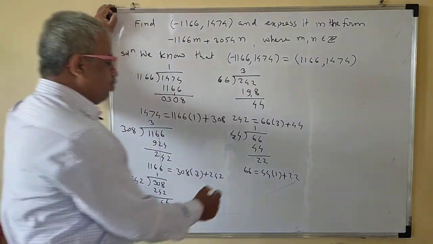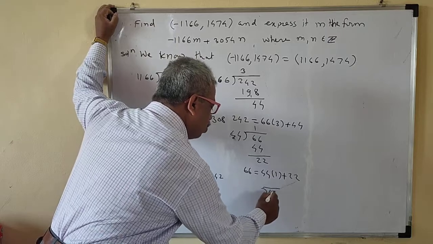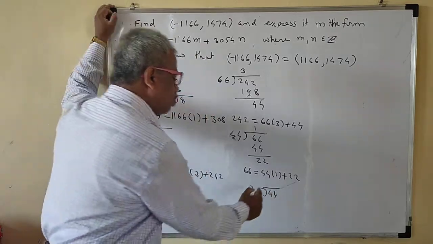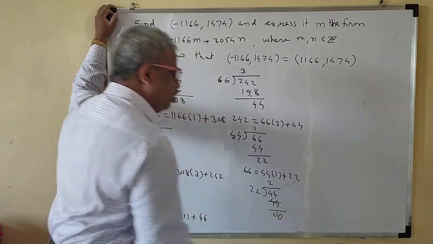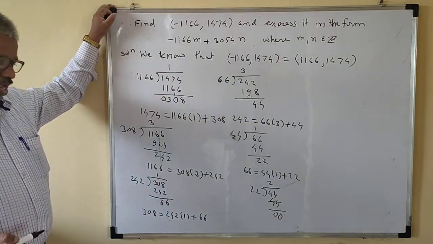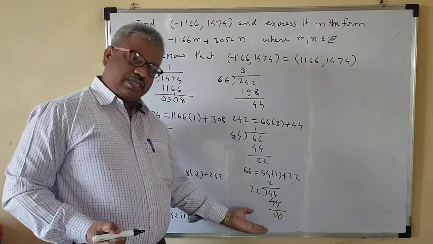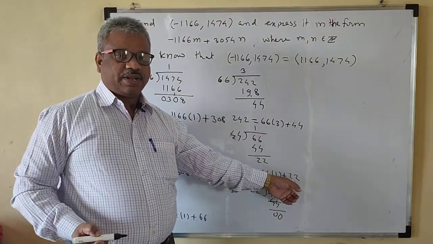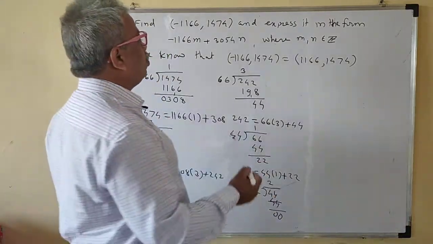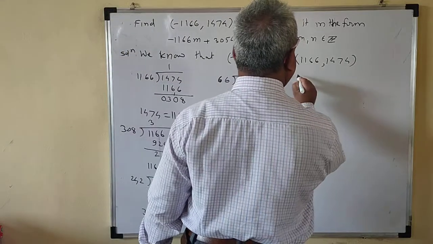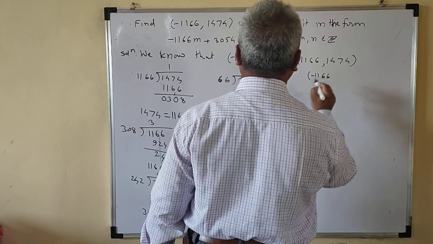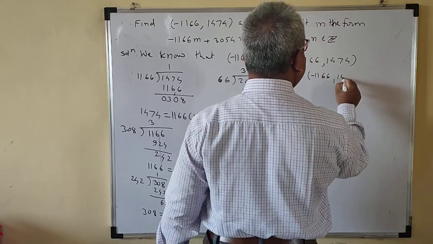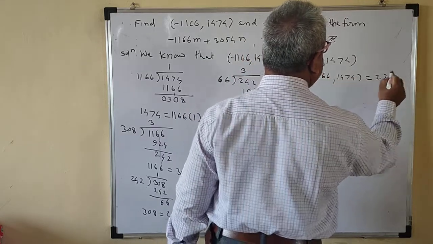Okay. Now we'll divide 44 by 22. So this is 2, this is 44, and this is 0. Now the remainder is 0, right? So if the remainder is 0, then see the last remainder. Your last remainder is 22. Therefore, GCD of minus 1166 and 1474 is equal to 22.